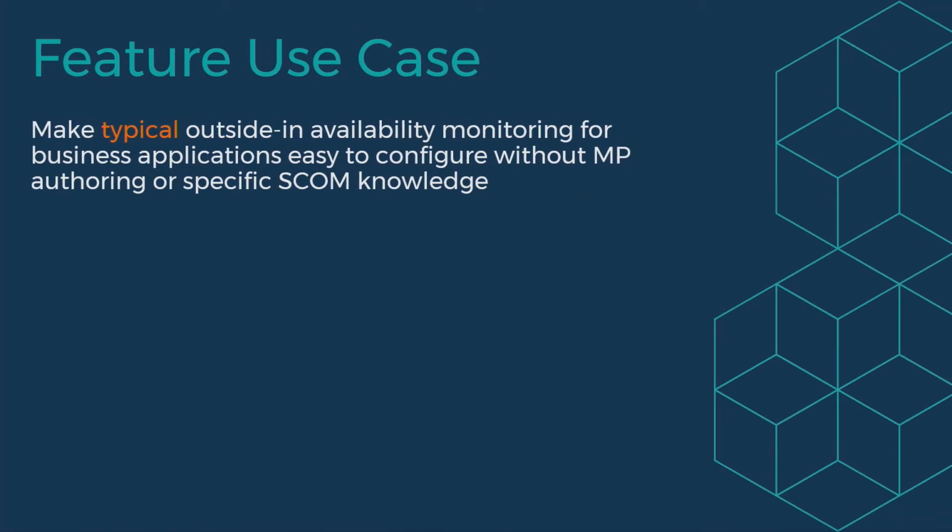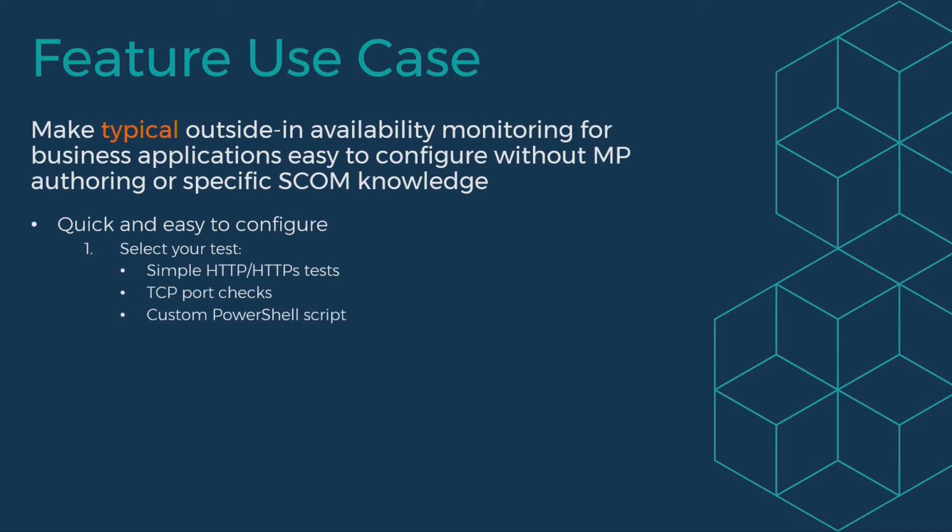Okay, so very quickly, just in case you haven't seen it, the use case here of availability monitoring in EAs is to make the typical outside-in, user-facing availability monitoring for business apps really easy, without you having to go and configure a management pack and have specific SCOM and authoring knowledge. So the idea is you just pick which test type you want, and we support 3 out of the box. You specify the response time of how quickly you want that test to complete.